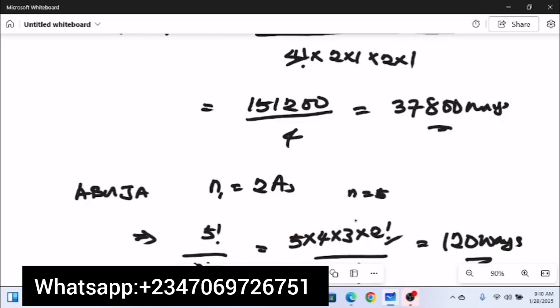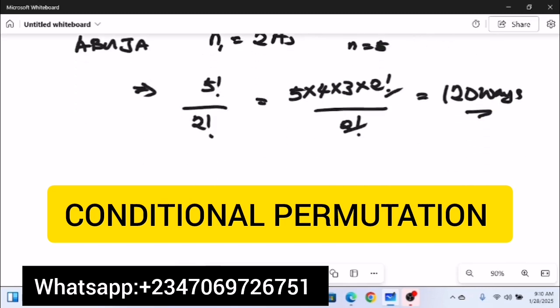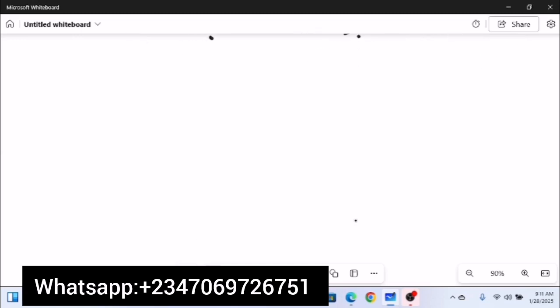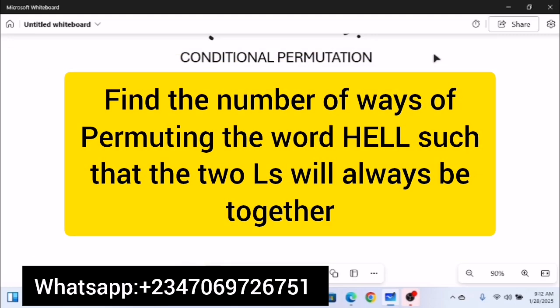Now we also have conditional permutations, which is the last type of permutation, and the last thing we're going to be doing in this video. In conditional permutation, you're given a condition. When you're given a particular question, you'll be given a condition. So for instance, let's say we are asked to find the number of ways of permuting the letters of the word hell such that the 2 L's will always be together. So this is a condition.